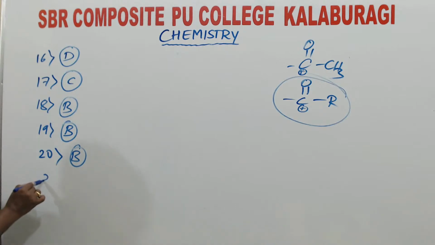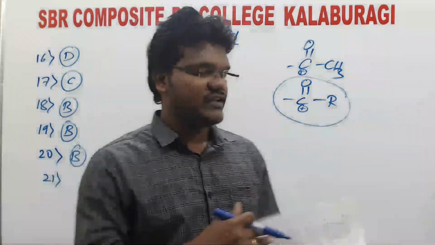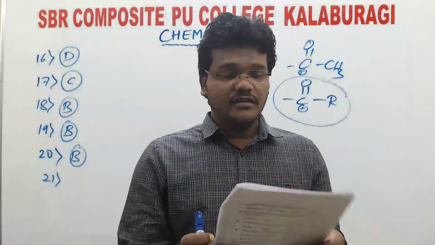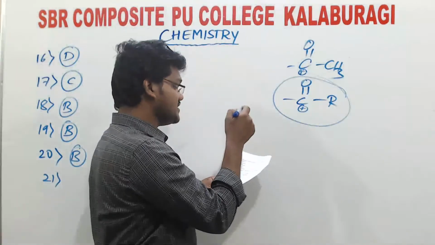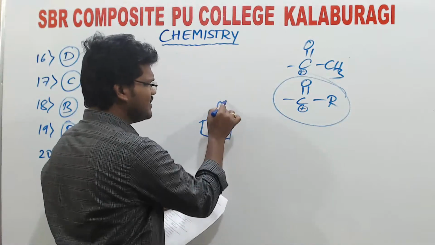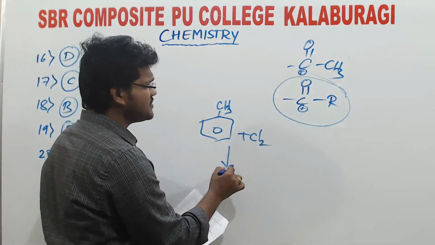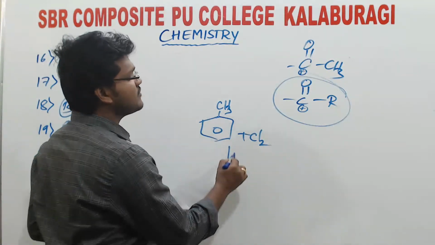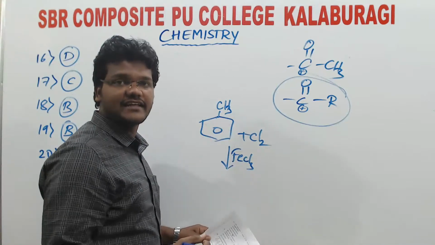Okay, so let's go for 21. The chlorination of toluene in presence of ferric chloride. Earlier I had written chlorination of toluene, but this time it is toluene undergoing chlorination in presence of ferric chloride, FeCl3, which acts as a Lewis acid or halogen carrier.